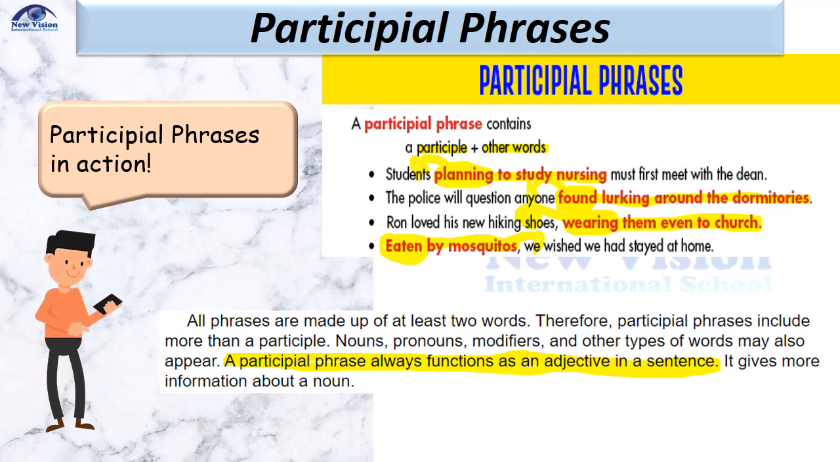All phrases are made up of two words, or at least two words. Therefore, participial phrases include more than a participle. Nouns, pronouns, modifiers, and other types of words may also appear. A participial phrase always functions as an adjective in the sentence. I want you to highlight that right here so that you will be able to remember. So it gives more information about the noun.